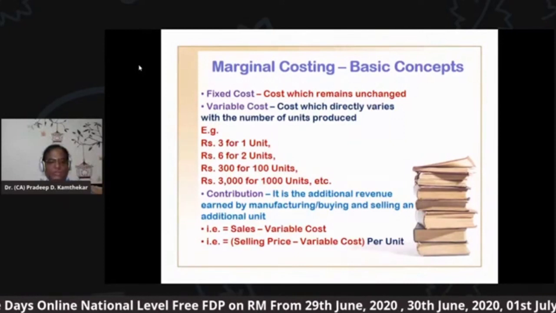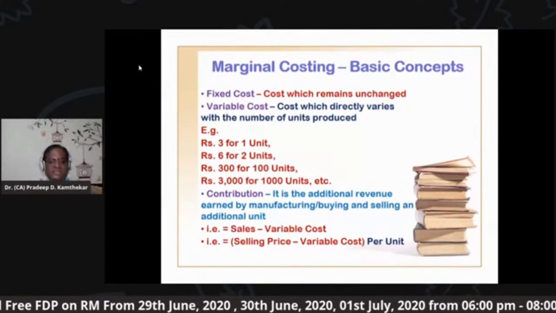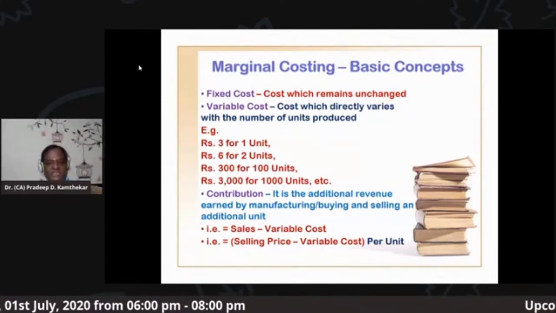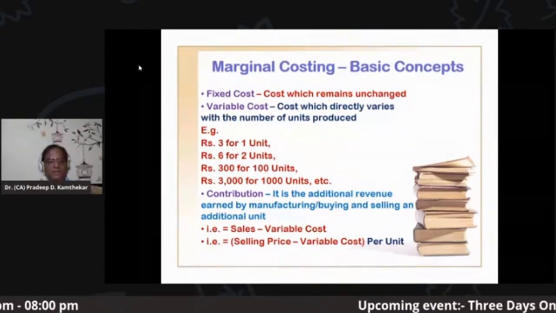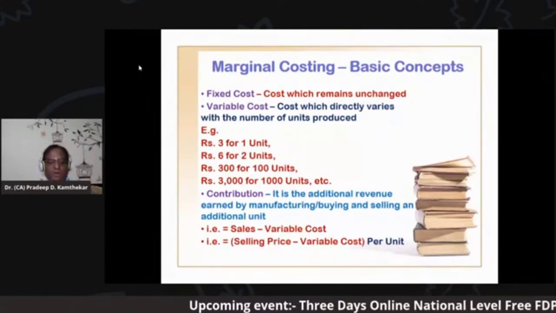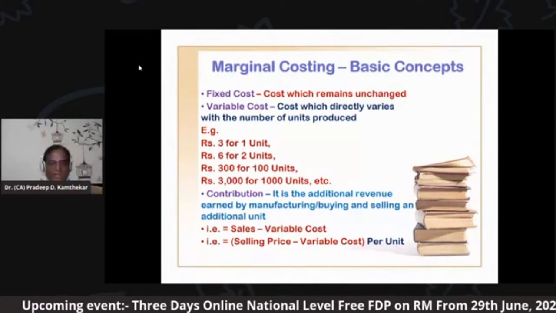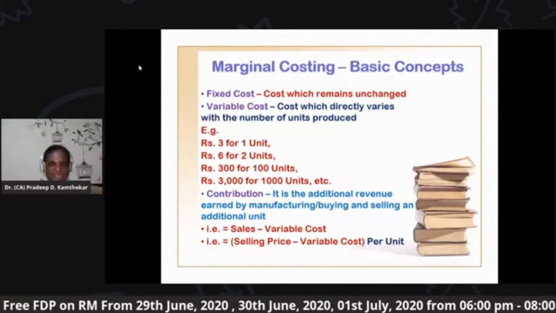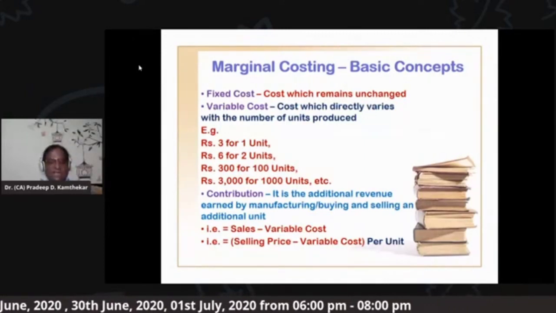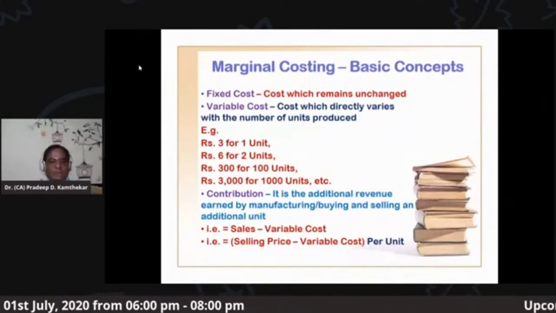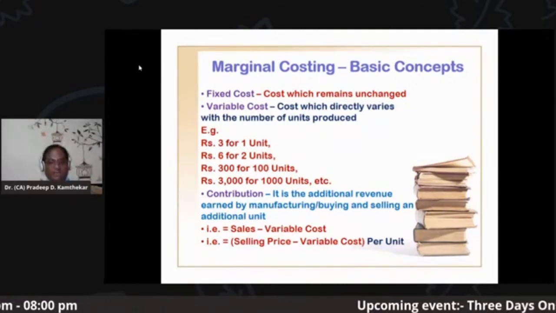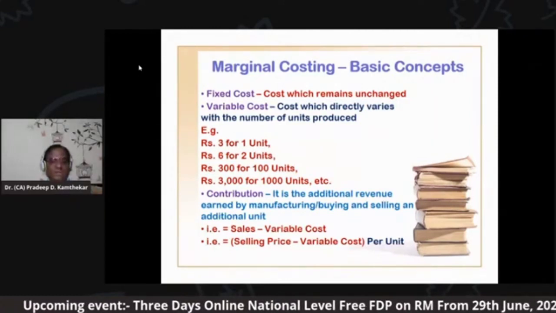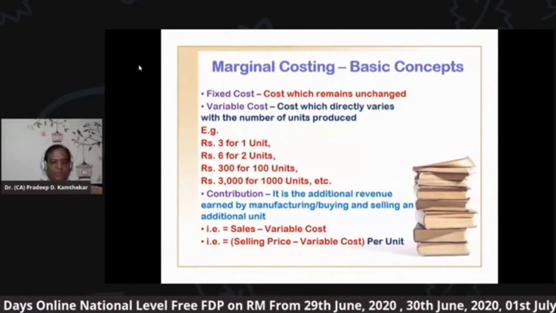Similarly, suppose that factory is not owned by the business, that factory is taken by the business on a rental basis, and for that, the business is paying, say, 1 lakh rupees rent per month. So, this 1 lakh rupee rent per month paid for the factory is a fixed cost. Because whether you manufacture one shirt or 10 shirts or 1000 shirts or 10,000 shirts or no shirts, this rent is to be paid for the factory. So this type of costs are called fixed costs, and in marginal costing, this fixed cost never changes up to 100% capacity or up to a given period.